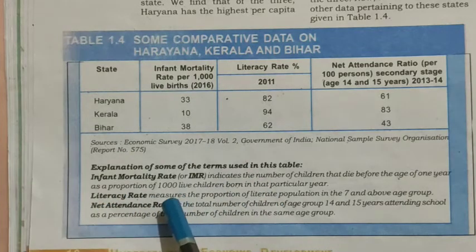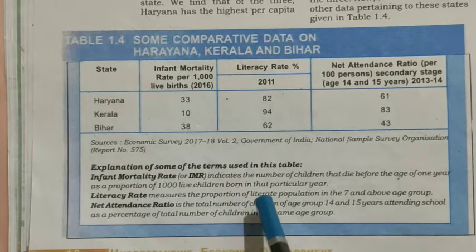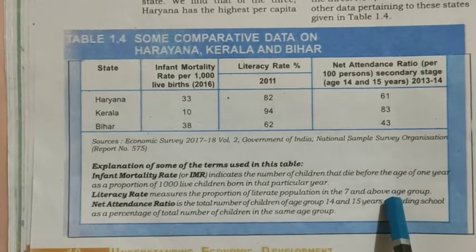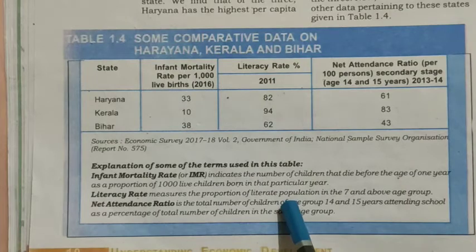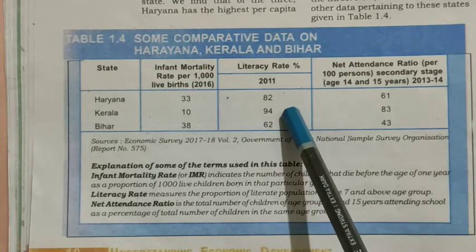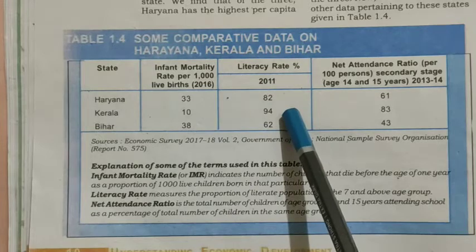Literacy rate measures the proportion of literate population in the 7 and above age group. So, literacy rate measures those people who can read and write at least one language from the age 7 and above. In the table, Kerala has the highest literacy rate.